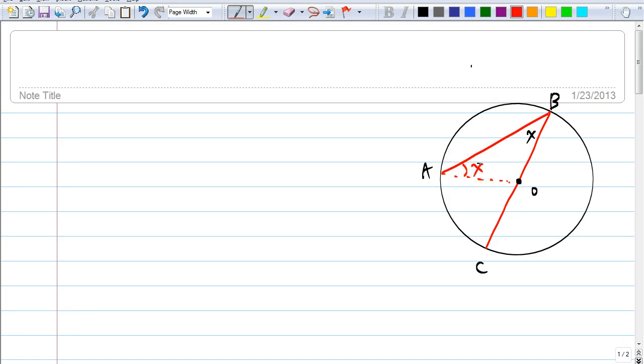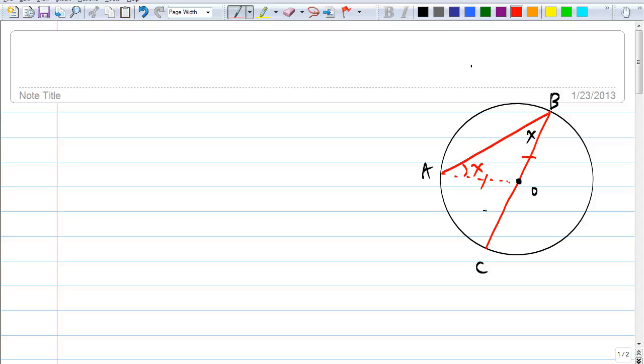Why should that also be x degrees? How about Reagan? Good, all radii are equal, right? Congruent. So therefore, what kind of triangle do you have, basically? Isosceles. So by the isosceles triangle theorem, what do you know about its base angles? They're congruent. Is that okay?